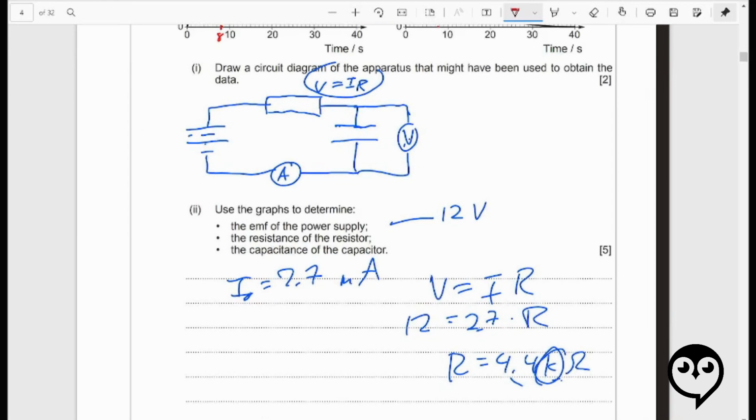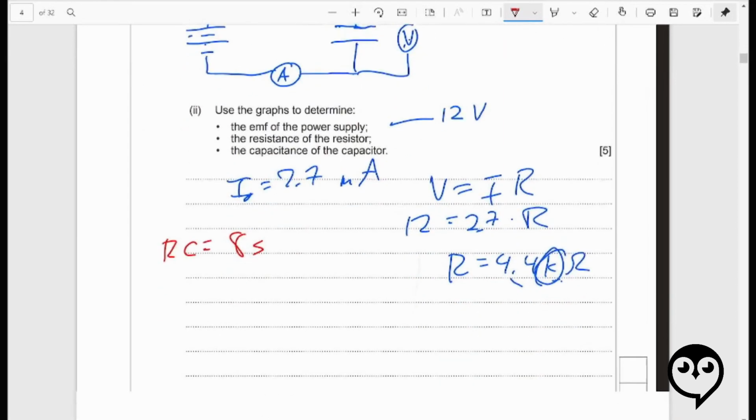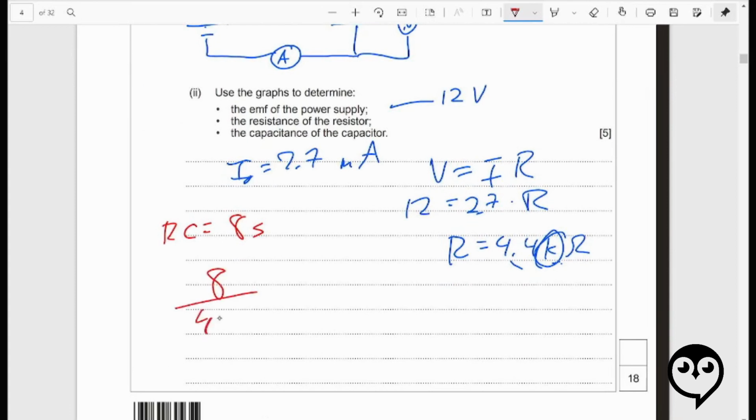So since the time constant is 8 seconds, we now take 8 seconds and divide by the resistance value. And when we do that, we get 1.8 times 10 to the negative 3 farads. That's the capacitance. So 1.8 millifarads.